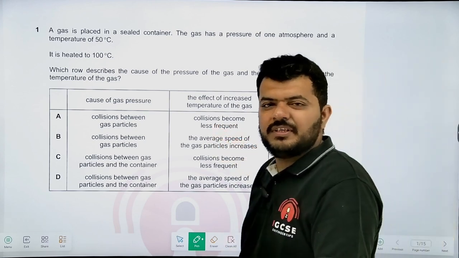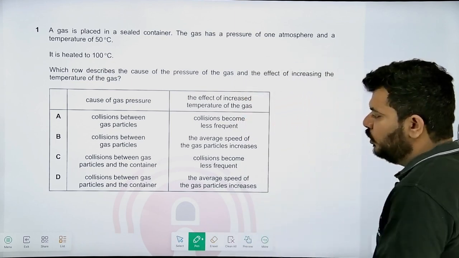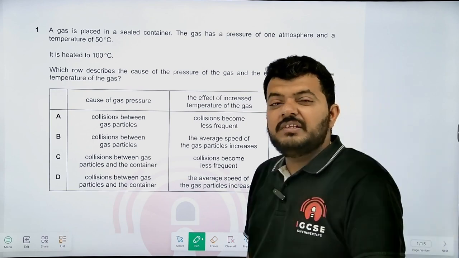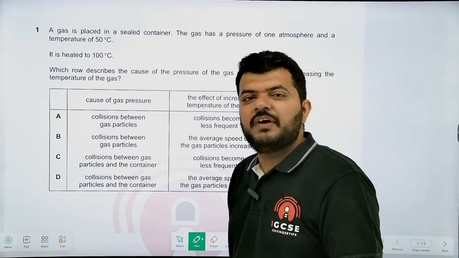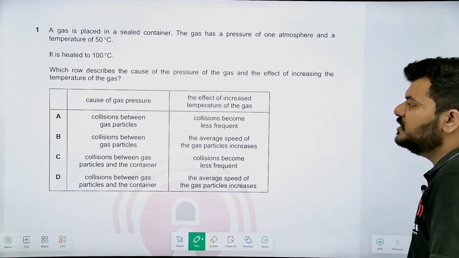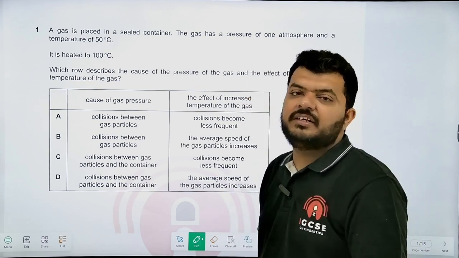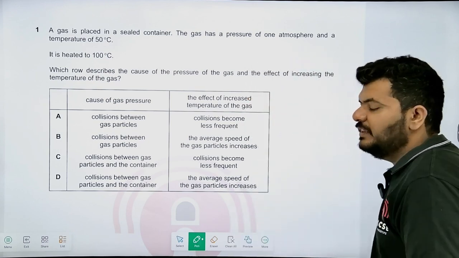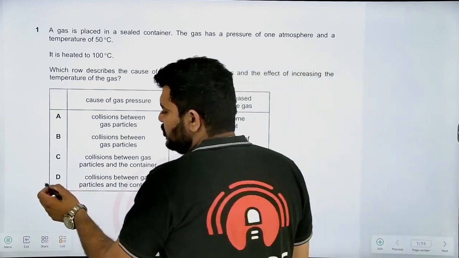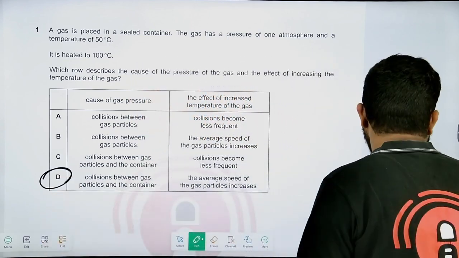When you increase the temperature, particles start moving more vigorously. Now, would collisions become less frequent if they start moving more vigorously? No, in fact they will be more frequent. So the average speed of gas particles increases, because temperature is the average kinetic energy of the particles, and that kinetic energy depends on velocity because mass is not changing. So D is the correct option for this answer.